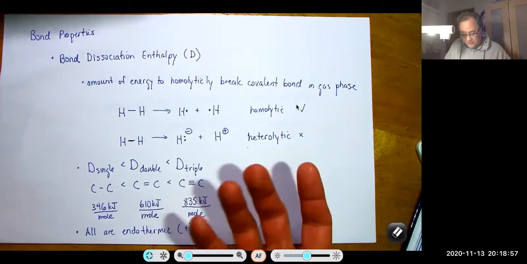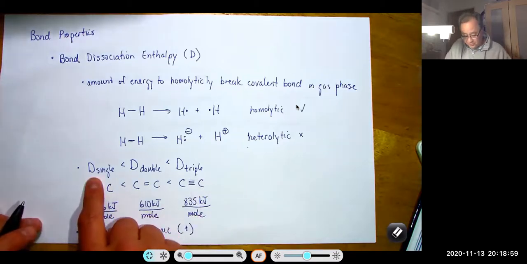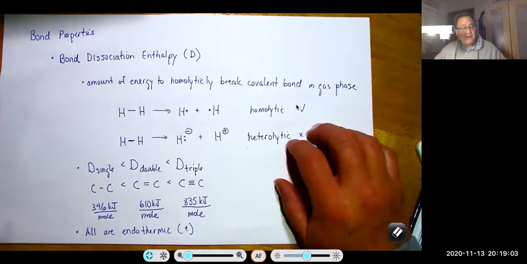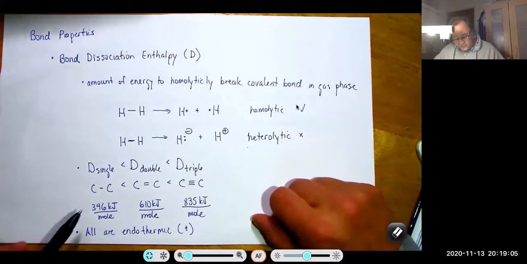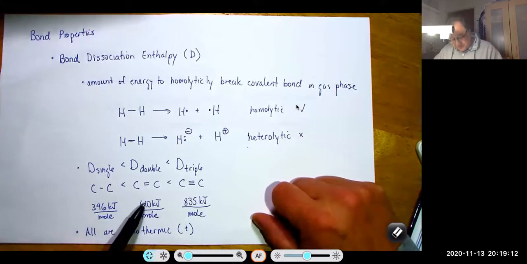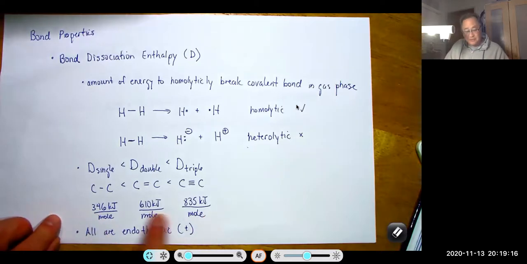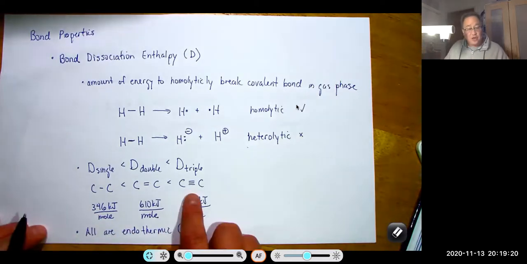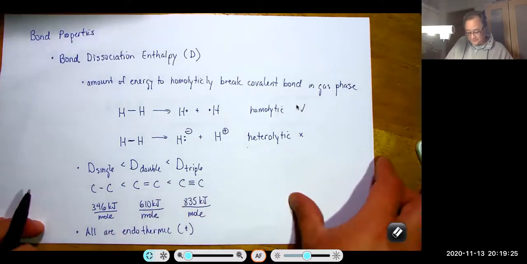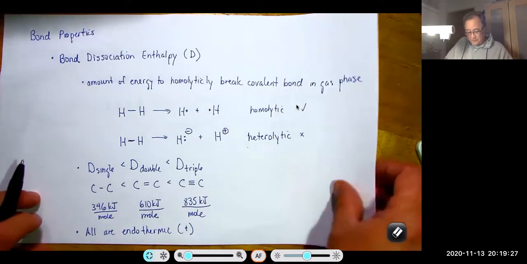So the deal here is that when we look at the bond dissociation energy, which is endothermic, you have to put energy in to break the bond. You have to put less energy in to break a single bond than a double bond, and more energy in to break a triple versus a double. And you're not supposed to memorize these numbers. These are just here so that you can validate the idea that triples are harder to break than doubles. Doubles are harder to break than singles.